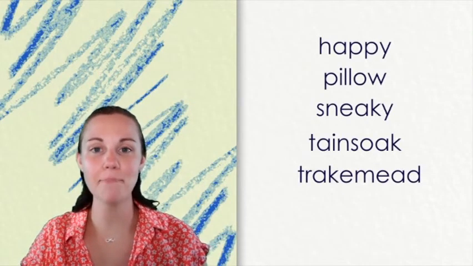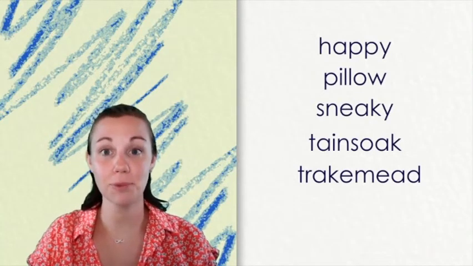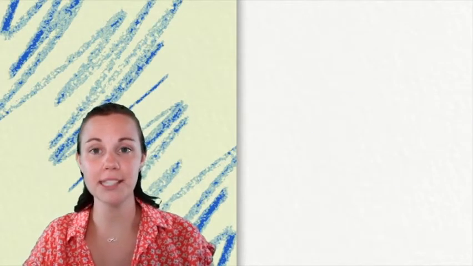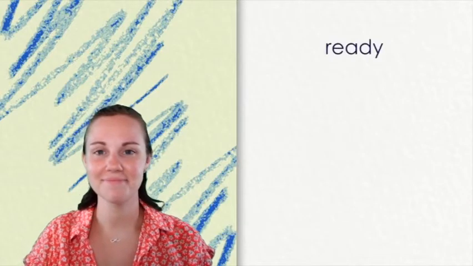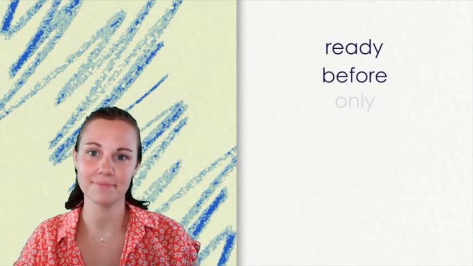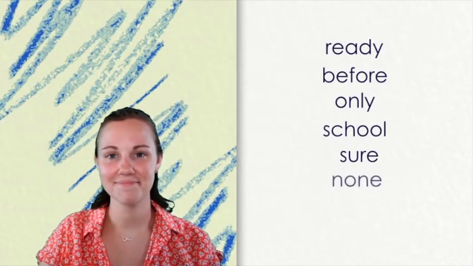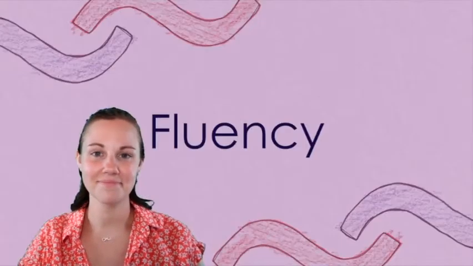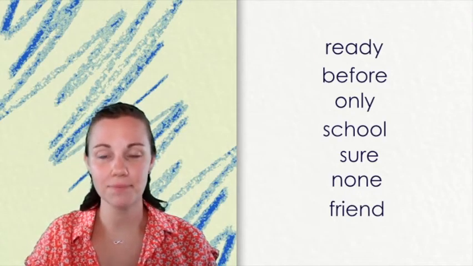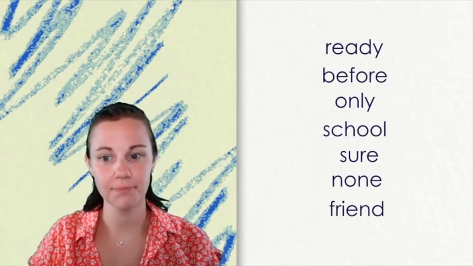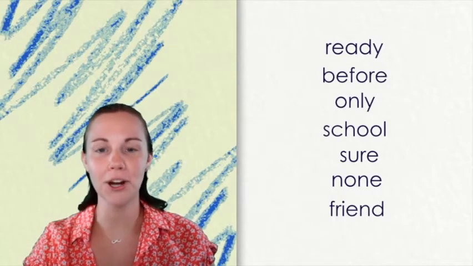Let's read them. Happy, pillow, sneaky, tane, soak, trach, mead. Now we have some high frequency words that we've learned over module 1. Read as many as you can. Here they are. Ready, before, only, school, sure, none, friend. That was a lot of decoding. You were awesome.